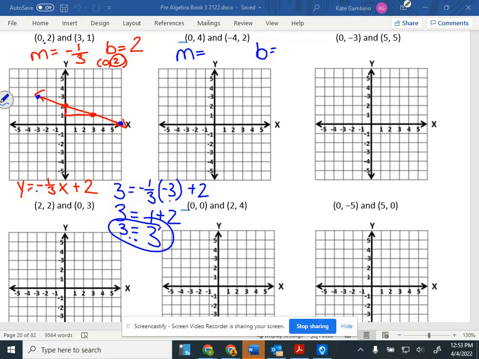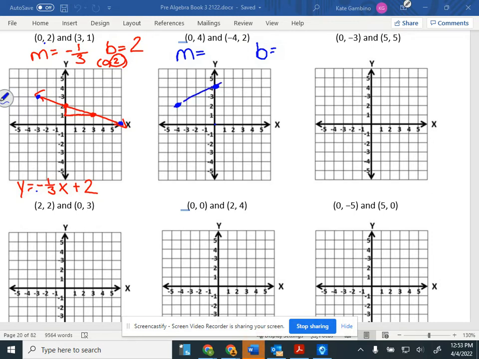How do you guys feel about this? Should we do one more just to make sure? So let's look at this one. If I have a 0, 4, x is 0, y is 4, negative 4, 2. So here is my line.